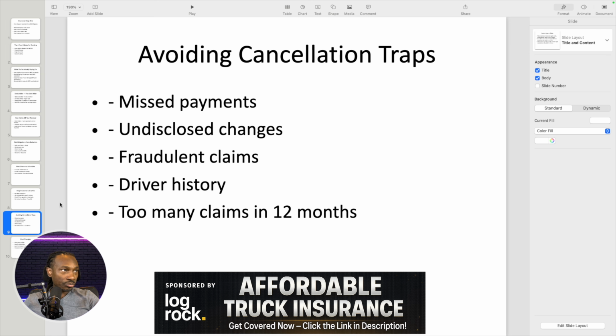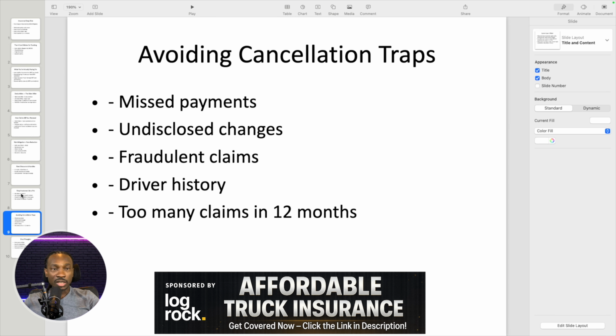All right, so let's talk about avoiding the cancellation traps. I know I talked a little bit about it earlier. One is missed payments. Once you get into business, you can't miss a payment. All right, it's irresponsible. They're gonna send a notification immediately to the FMCSA, and you're gonna lose your authority. All right, if you miss a payment, you can't be running commercial freight without commercial insurance.